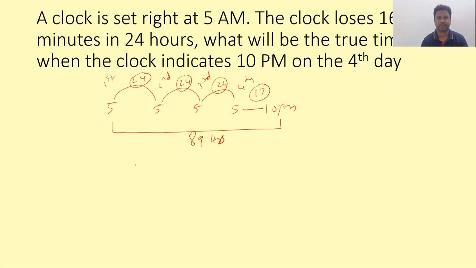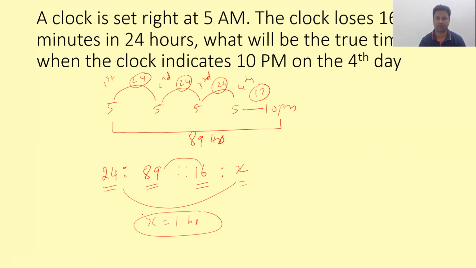Now, 89 hours. What can we do? Same proportion. For every 24 hours, the clock is losing 16 minutes. Then for 89 hours, how much time will it lose? Corresponding values: 24 hours, 16 minutes. For 89 hours, how much will it lose? So product of means and extremes. So the x value you get is around 59 point something, so around 1 hour. So it will lose totally 1 hour.